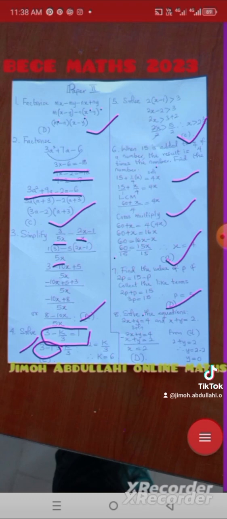Number 8, solve the equations 2x plus y equals to 4 and x plus y equals to 2. So this one is simultaneous equation. Now, in simultaneous equation, you check the expression there. Do we have any common term? Yes, we have y and y. So subtract equation 1 from 2 or 2 from 1. So when you subtract, you are going to have 2x minus x will give us x, y minus y will give us 0, then 4 minus 2 will give us 2. Therefore, x is equals to 2. So substitute to any of the equation to get the value of y. So the correct option for the answer is D.